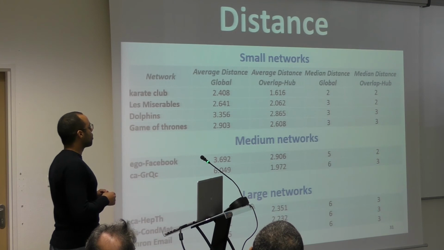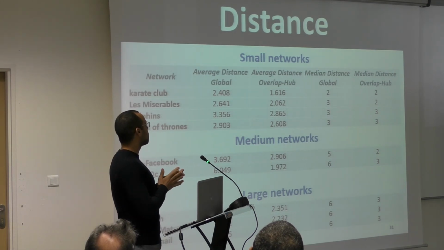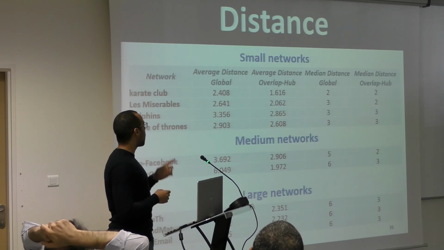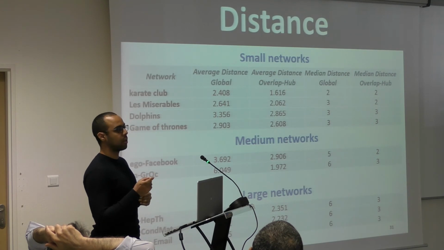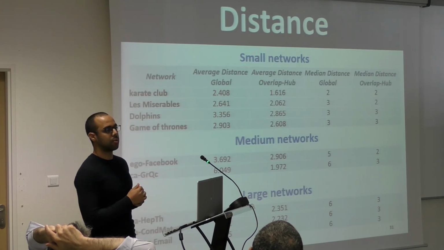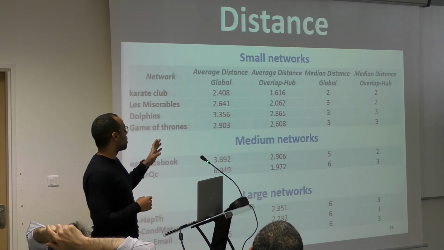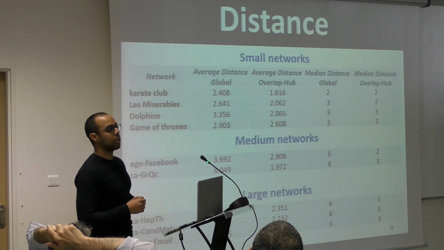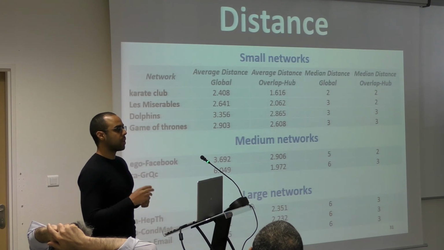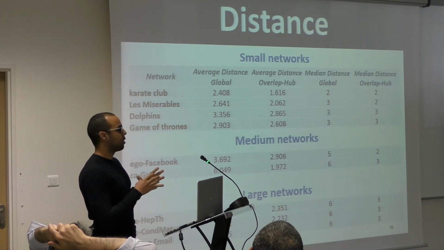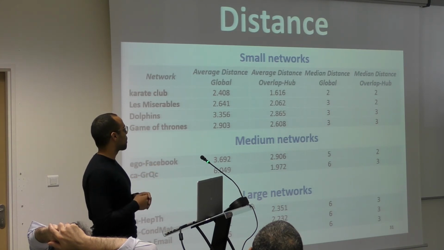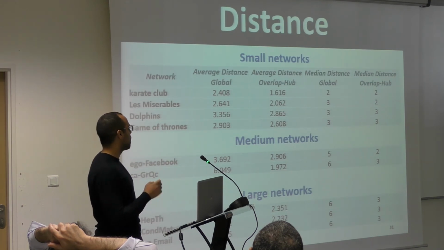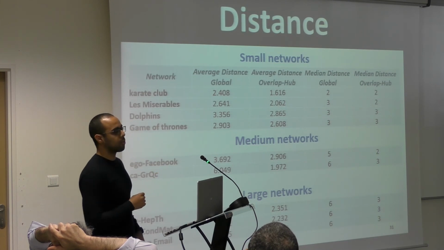We can notice from the results that in small networks, the average and the median distance of the overlap hub network are slightly lower than those of the global network. This is because small networks have a high density, so even if we consider the entire network, the nodes are still very tightly connected. That is why the values of the average and the median distance of the overlap hub network are very close to those of the global network.